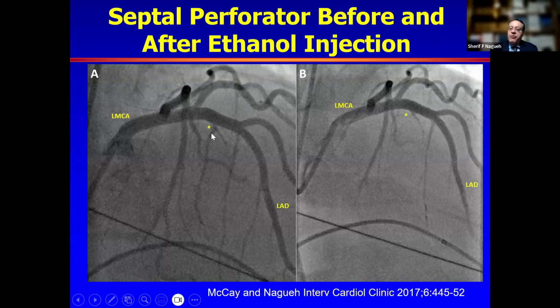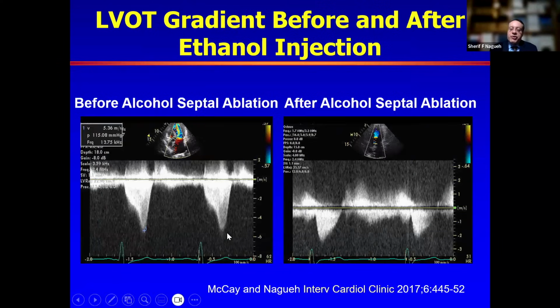This is the septal perforator before alcohol injection, and this is after it is injected. That artery is completely gone here, where you see that yellow asterisk. The obstruction goes from a gradient of 115 to nothing. This is an early peaking velocity, not a velocity of obstruction.